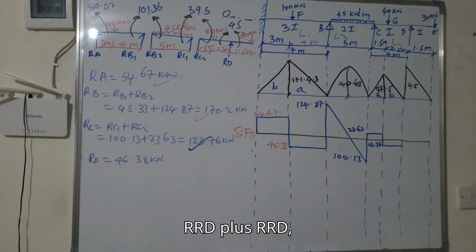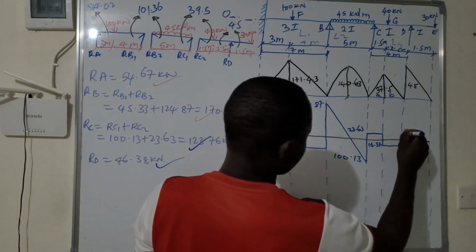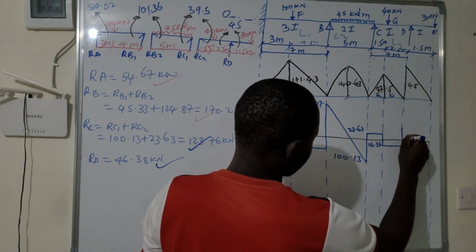It will maintain constant up to RD plus RD plus this one plus 46.38. It will give you 30.01. So we will round off to 30. So this is 30.